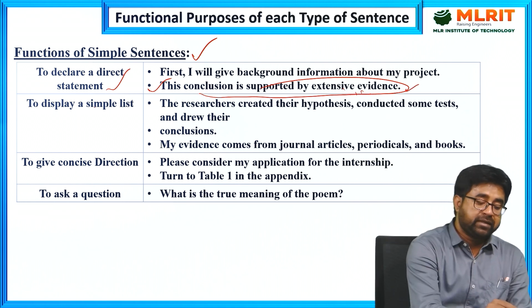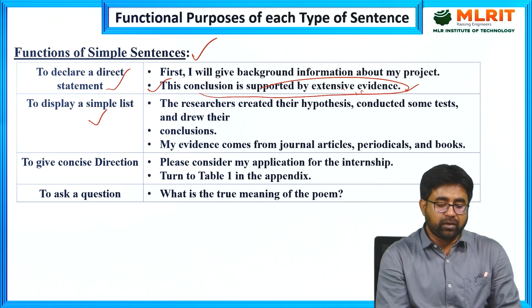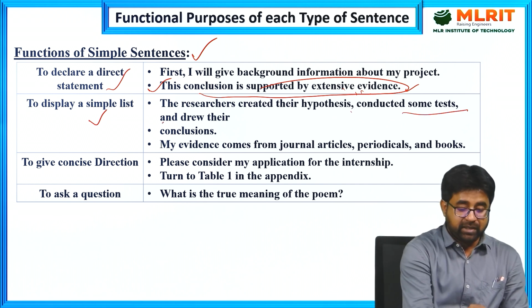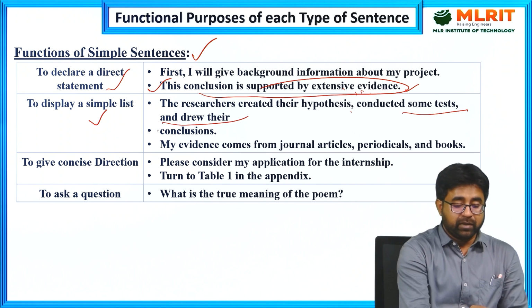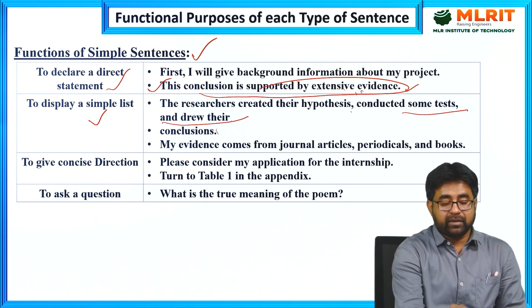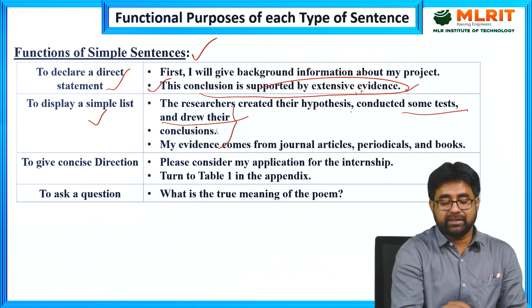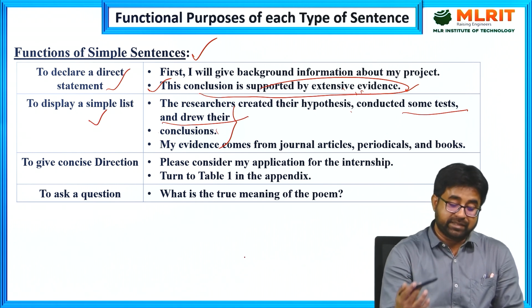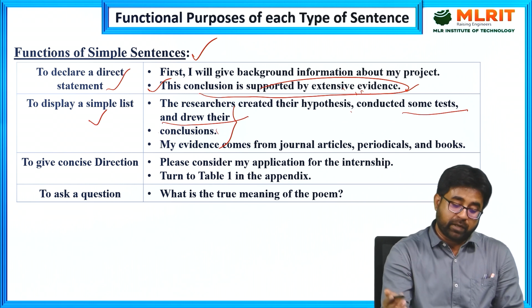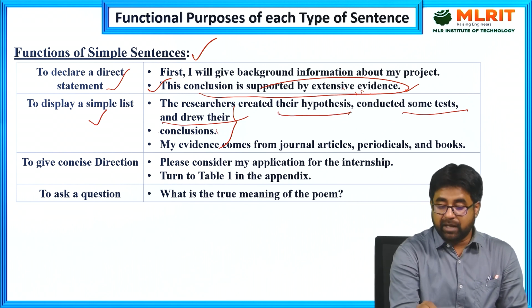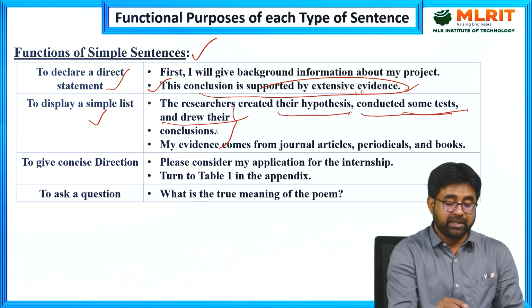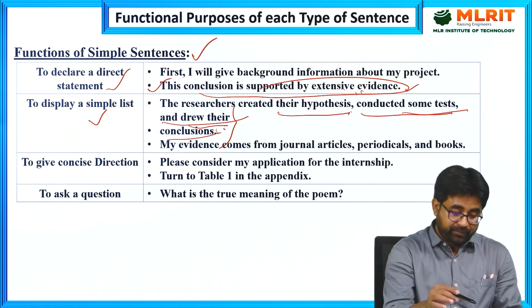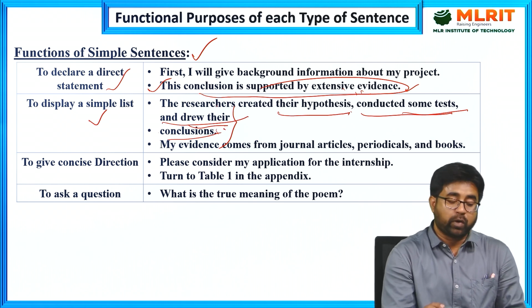I want to display a simple list. Then also, the researcher created their hypothesis, conducted some tests and drew their conclusion. So you can see here, this should be one single sentence. What I'm doing here is just giving a simple list. The researcher did a number of things. What are those? Created their hypothesis, then conducted some tests, and then drew their conclusion. 3 things. So this list of things that were done by the researcher, I'm talking about that list.